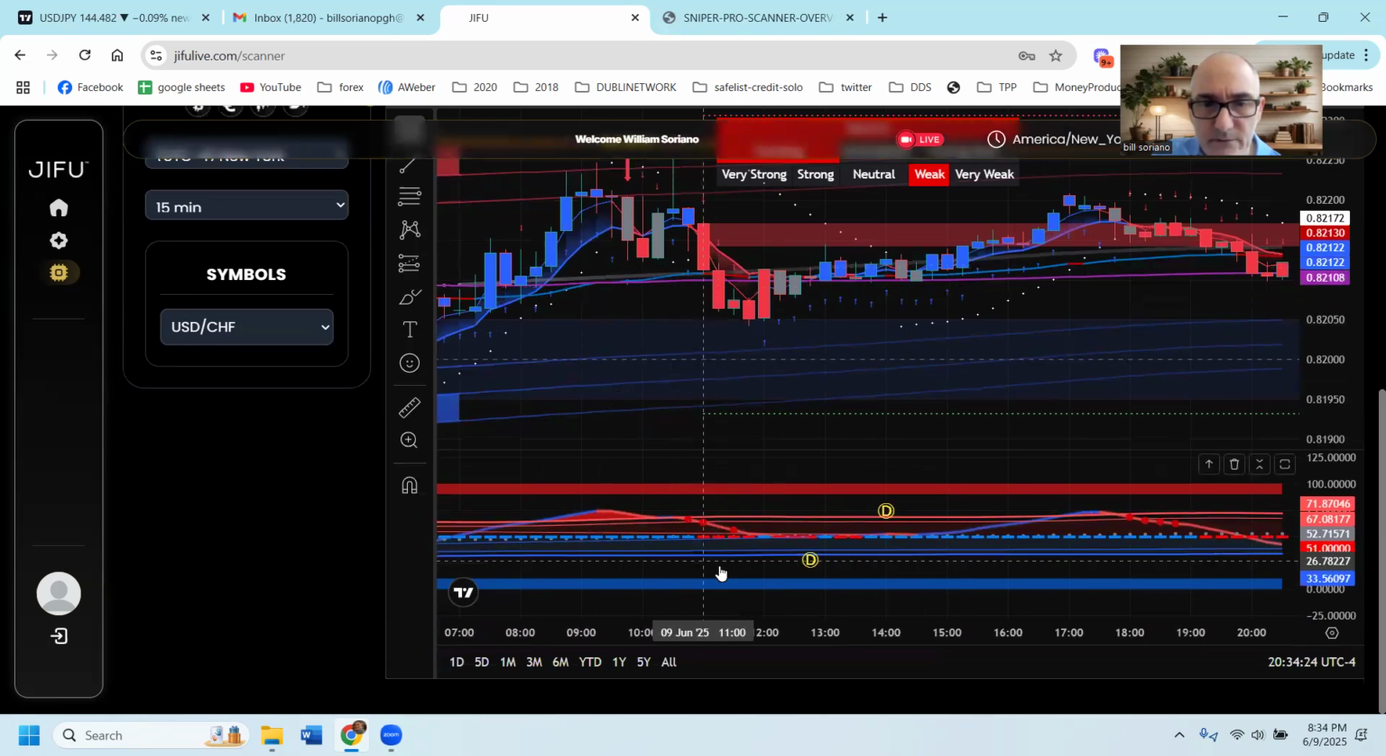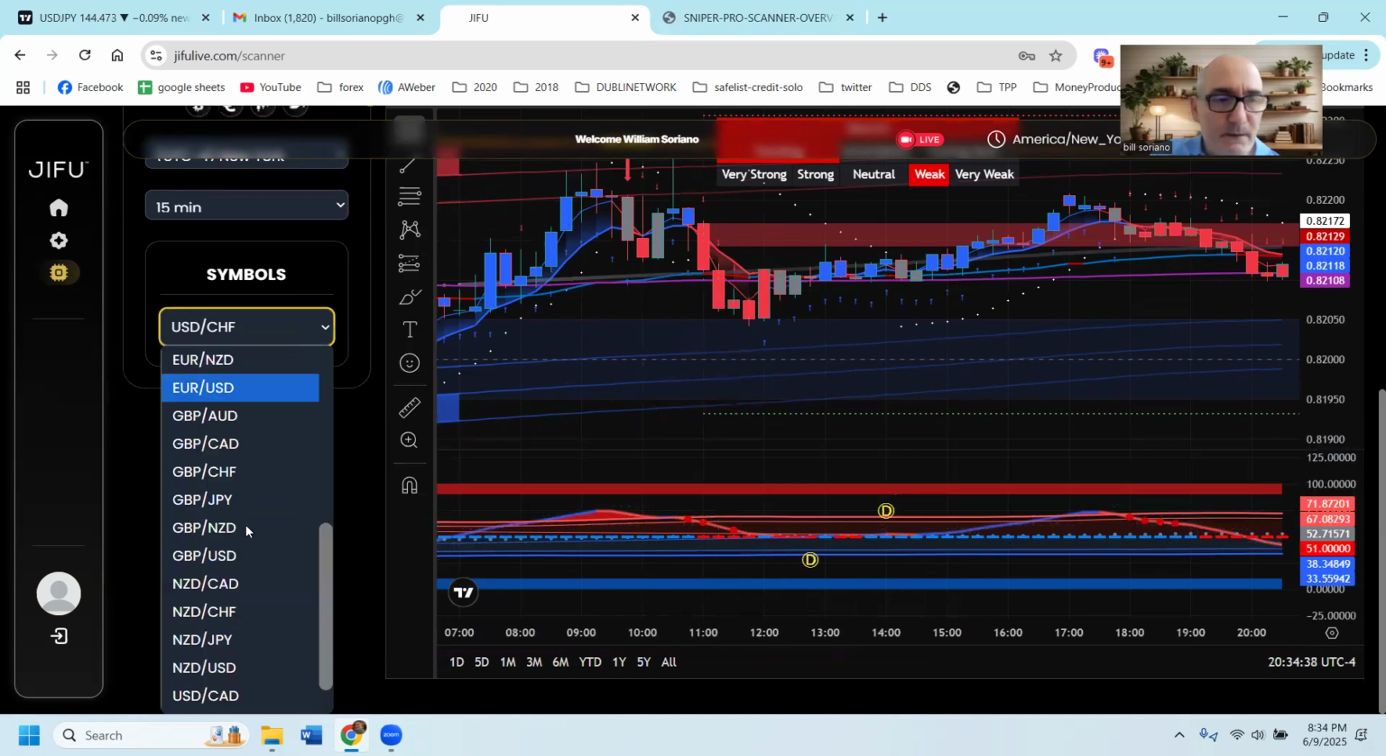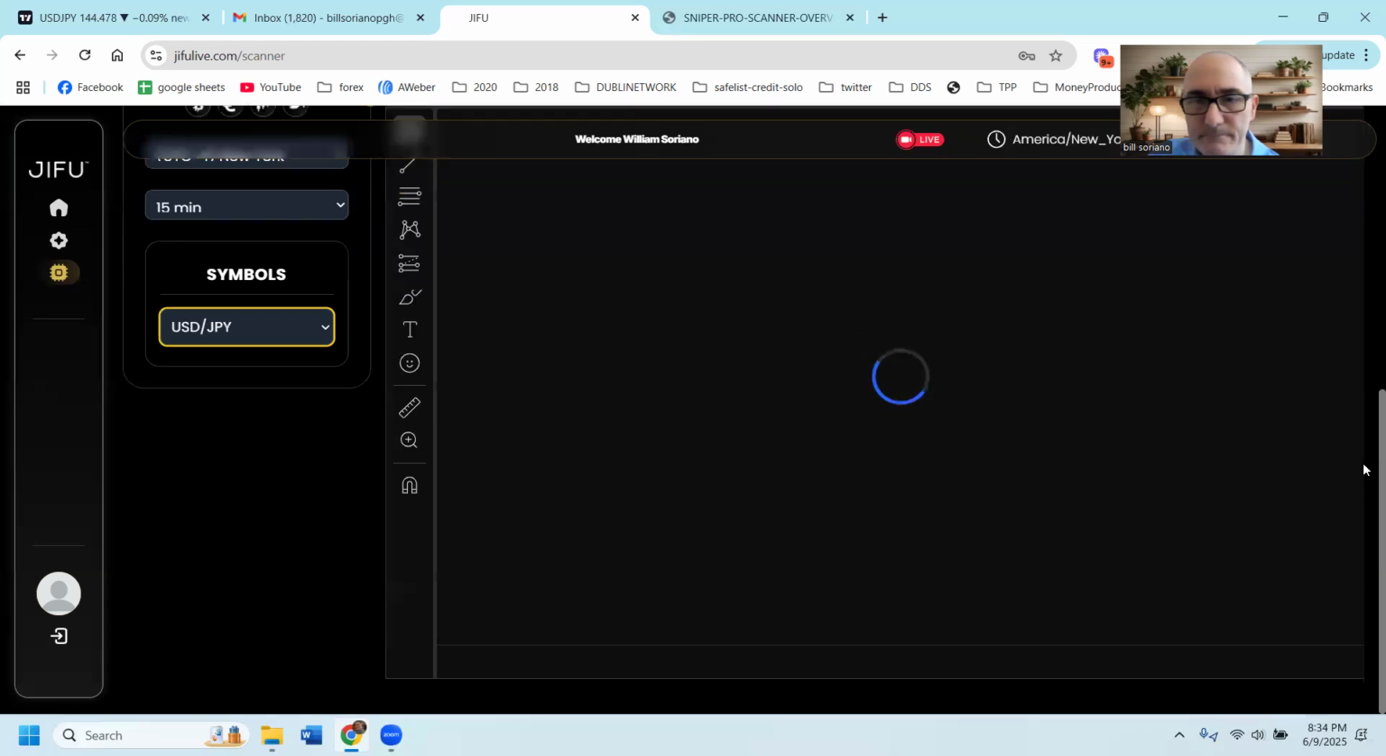Okay, this was the candle. We were bearish here, and we also had some additional confirmations as well with the bearish retest, the red line, and the crossover dots there. Then let's look at the last one here, USDJPY.